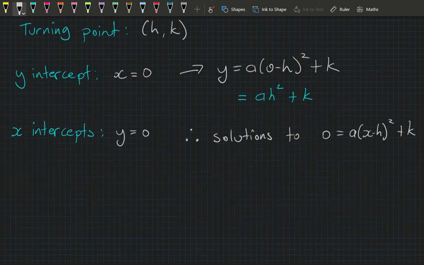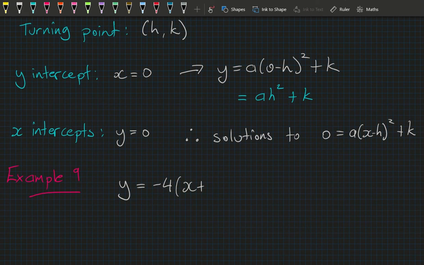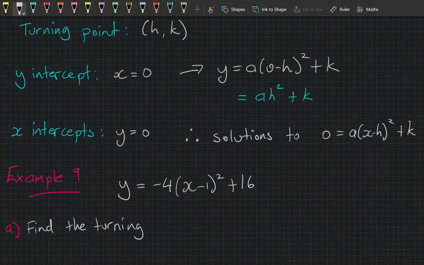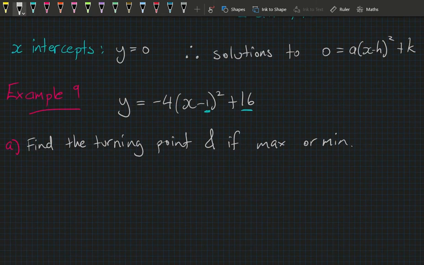Or you could refresh your memory by watching me complete example 9, where for y is equal to minus 4 times (x minus 1) squared plus 16, we're going to do the following as the questions ask. Alright, so part A is asking us to find the turning point and whether it's a maximum or minimum. So I can see straight away by underlining these two values that our turning point is going to have an x value of 1 and a y value of 16. So make sure that you don't get the negative sign mixed up there, okay?